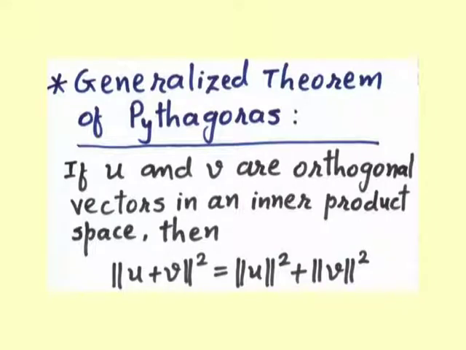Now the generalized theorem of Pythagoras. Pythagoras theorem is for perpendicular vectors. Here perpendicular vector means orthogonal vector, but here orthogonal in an inner product space. If U and V are two orthogonal vectors in an inner product space, then norm of U plus V square is equal to norm of U square plus norm of V square.